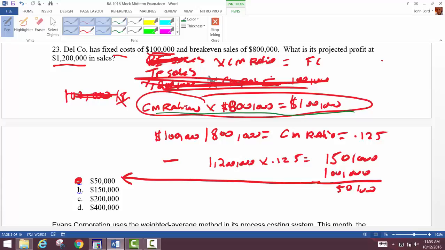Now I multiply it by the sales figure they gave me, and they want to know what's the profit if I do that, right? The profit is 0.125 times 1.2 million. 150,000 is the total. Now this is the contribution margin, isn't it? Maybe that's what I should have said. That gives me the total contribution margin minus the 100,000 gives me 50,000 left over for profit, right?